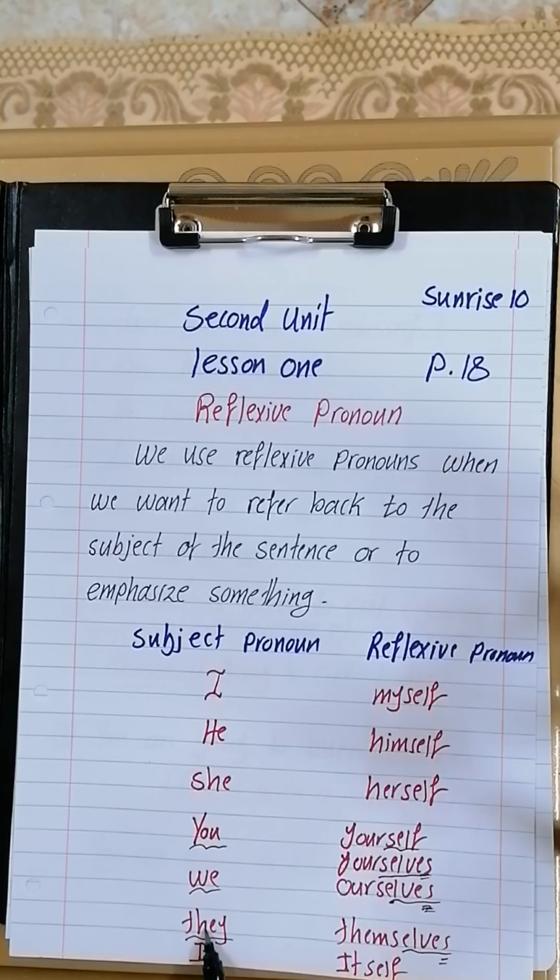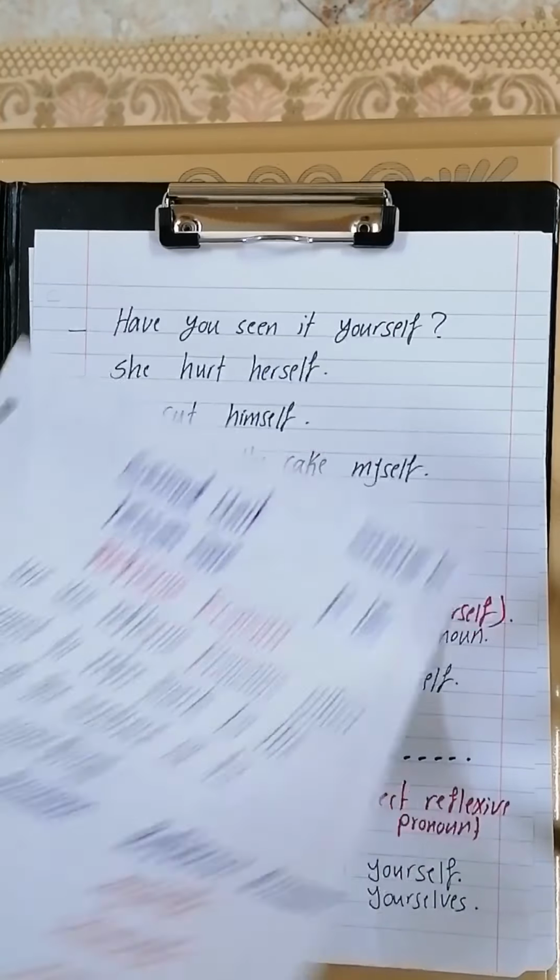They is the subject pronoun. What's the reflexive pronoun? We have to say themselves. You see, they are plural, so we add s at the end of the reflexive pronoun. It is singular, so we have to say itself.